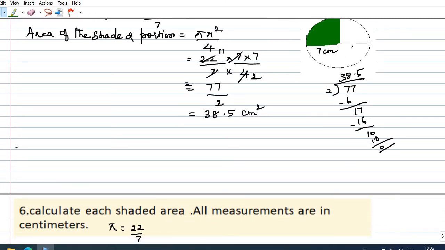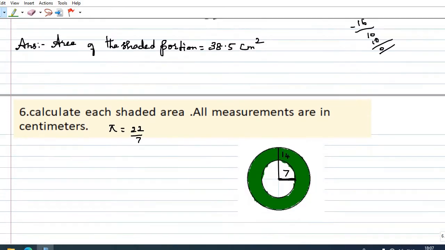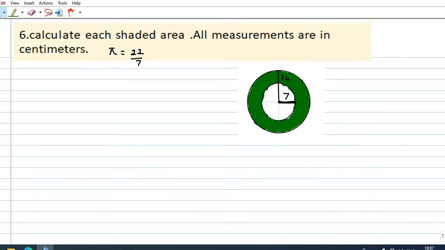Now you have to write the answer. Area of the shaded portion is equal to 38.5 centimeter square. Write the unit, children, or else you will lose half a mark. So write the units.